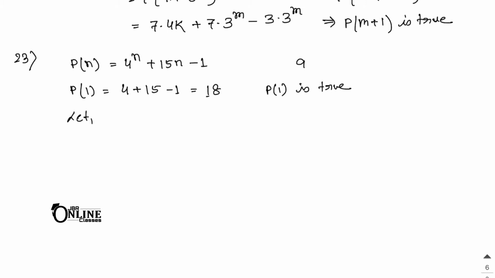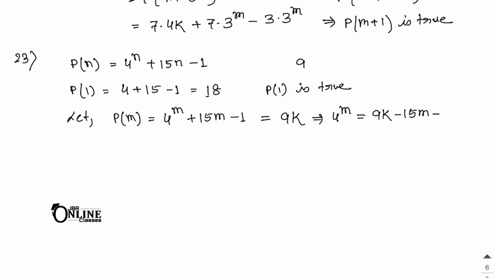Now let Pm be true. So that will be 4 to the power m plus 15m minus 1, and that equals, you can write, 9k. So from that, 4 to the power m equals 9k minus 15m plus 1.